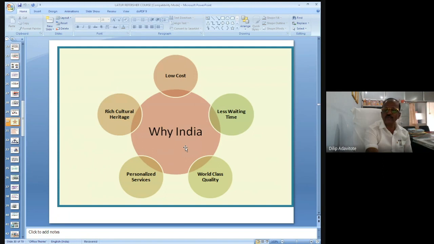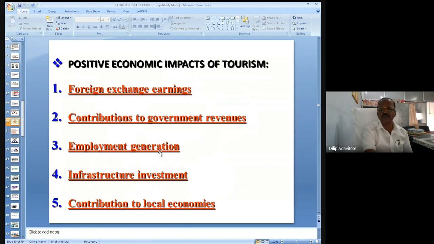Then coming to the point, why India? If a foreigner asks you, why should you come to India? We must answer with these circles. Low cost, the cost of living and our expenditure is very low, less waiting time for e-visa, moving from one place to another place, world-class quality, personalized services, rich cultural heritage, more or less. We are concentrating on all these 5, and therefore we must insist. These are the important strengths of our country, and you must visit our country.